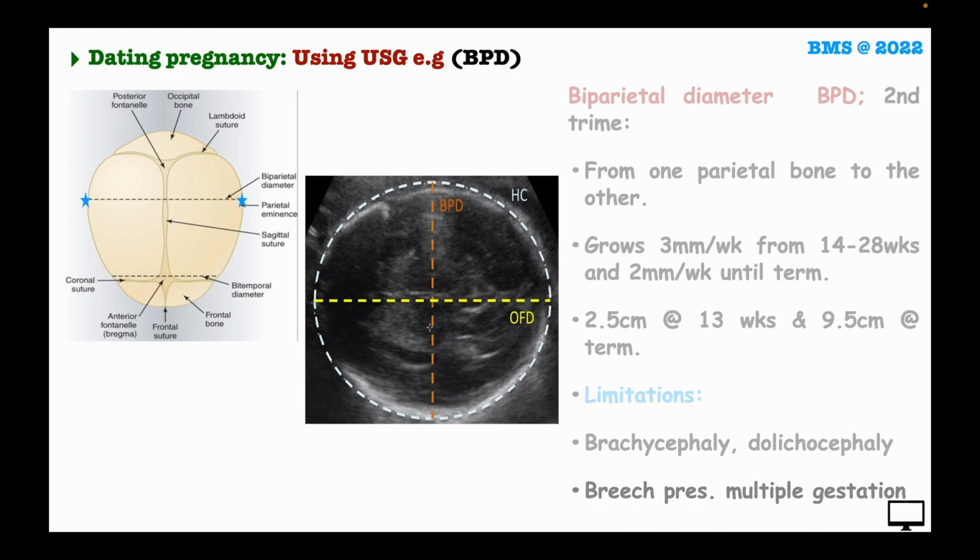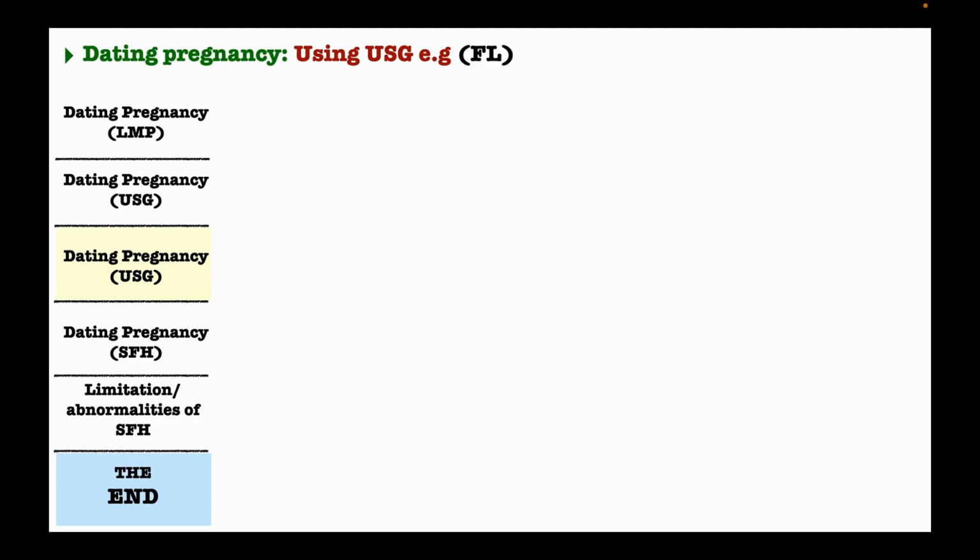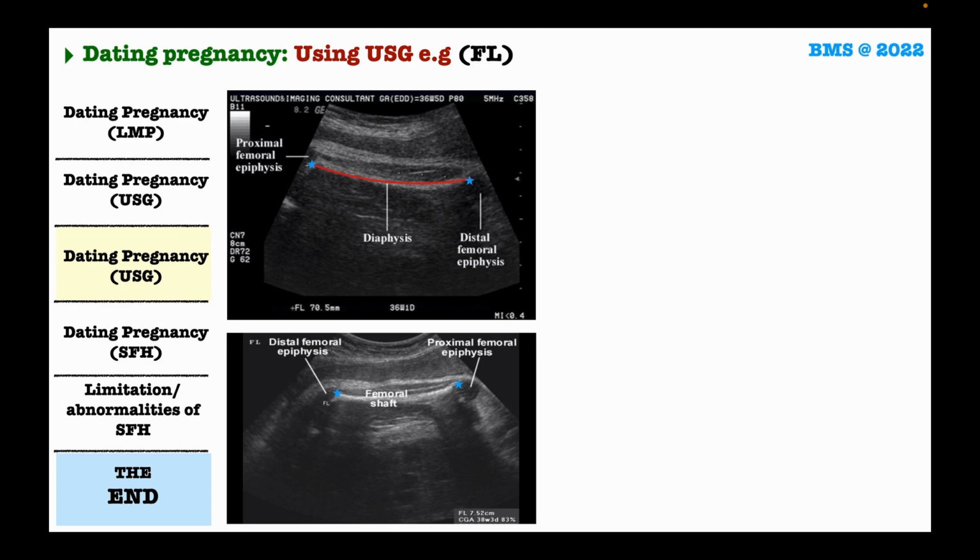Now, the last thing we are going to look at when we use the ultrasound in dating pregnancy is the femur length. The femur length has similar usefulness when it comes to measurement, just like the biparietal diameter. We measure the length of the femur from the proximal femoral epiphysis, as you can see over here, to the distal femoral epiphysis, this being the diaphysis. And we usually use this in the third trimester.